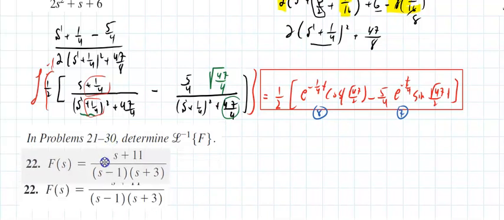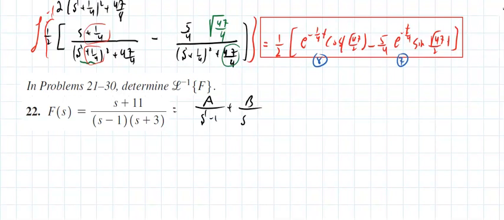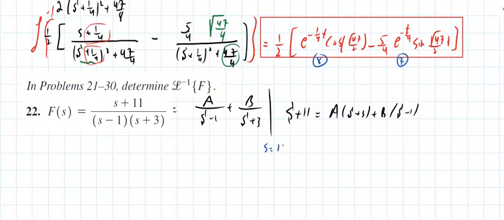The next set of problems. If I can't find the partial fraction decomposition, I'm going to say this must be a over s minus 1 plus b over s plus 3. So if I clear the fractions, s plus 11 equals a times s plus 3 plus b times s minus 1. And the shortcut, let s equal 1. 1 plus 11 is 12. 1 plus 3 is 4. And that's a 0, so a is 3.